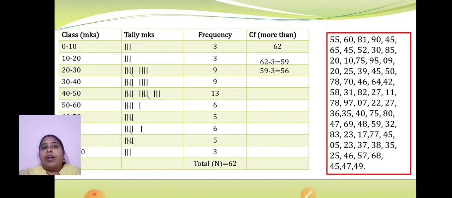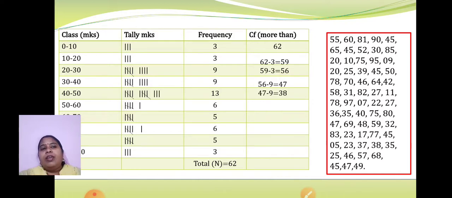Then after this, what is to be done? As I have told you, 62 is the first value, that is the total. Then 62 minus 3 will give me the CF more than type of the next class. So 62 minus 3 is how much? 59. 59 minus 3 is 56. I hope you are getting it. How will I get the next one? 56 minus 9. Yes, you have to keep on subtracting like this.